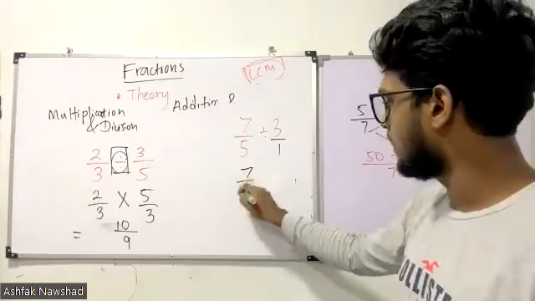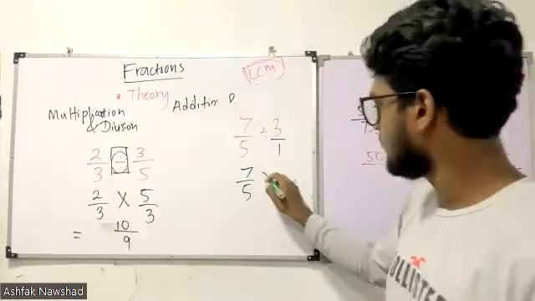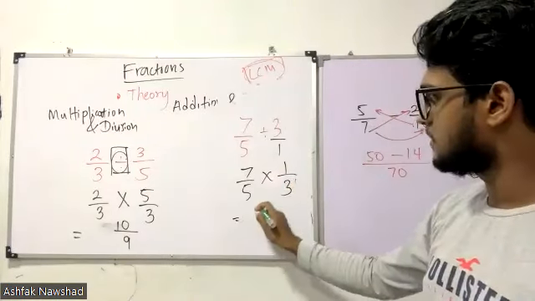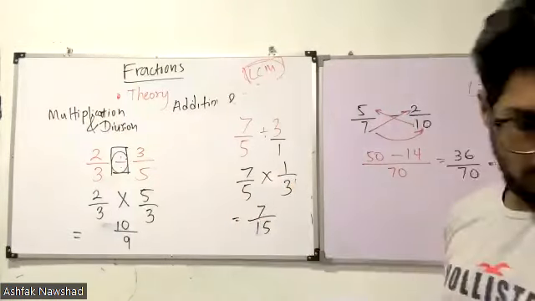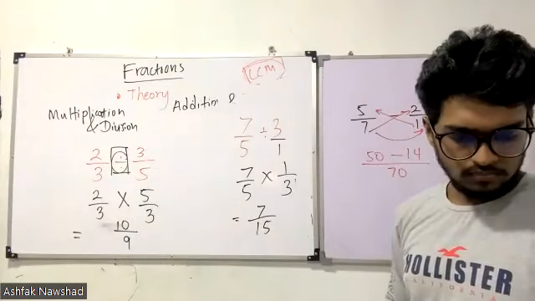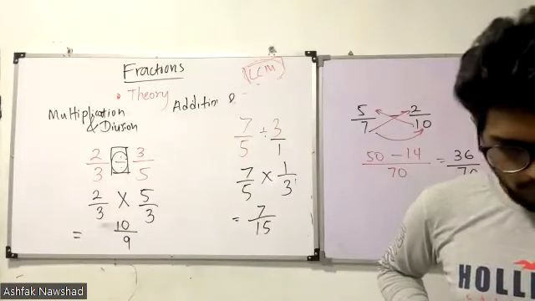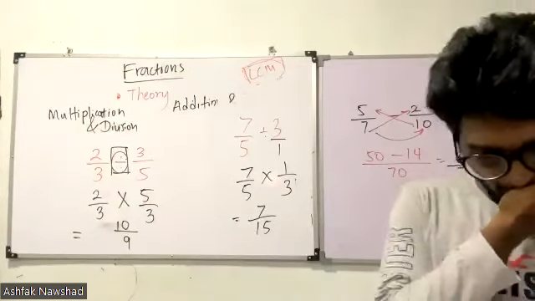So 7/5, do the same thing. Change the sign and then reciprocate. It's 1/3. So the final answer will be 7/3. Right? Is that clear for everyone? Good.